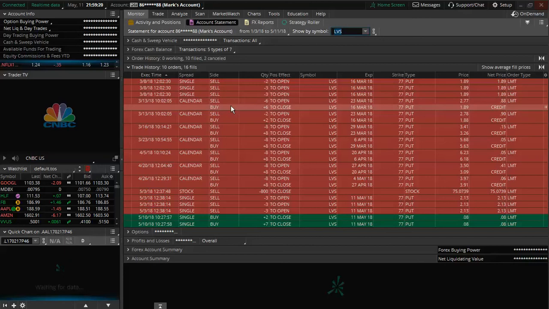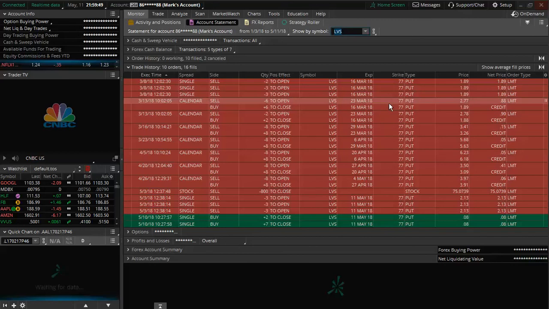And then also a question was asked about the spread type showing calendar. So when you do a roll, technically it is a calendar trade. The definition of a calendar is where you buy and sell an option at the same strike in different expiration periods. That's essentially what I'm doing here. I'm buying the 77 strike in the March 16th expiration, and I'm opening the March 23rd at the 77 strike as well. That's what a calendar is.